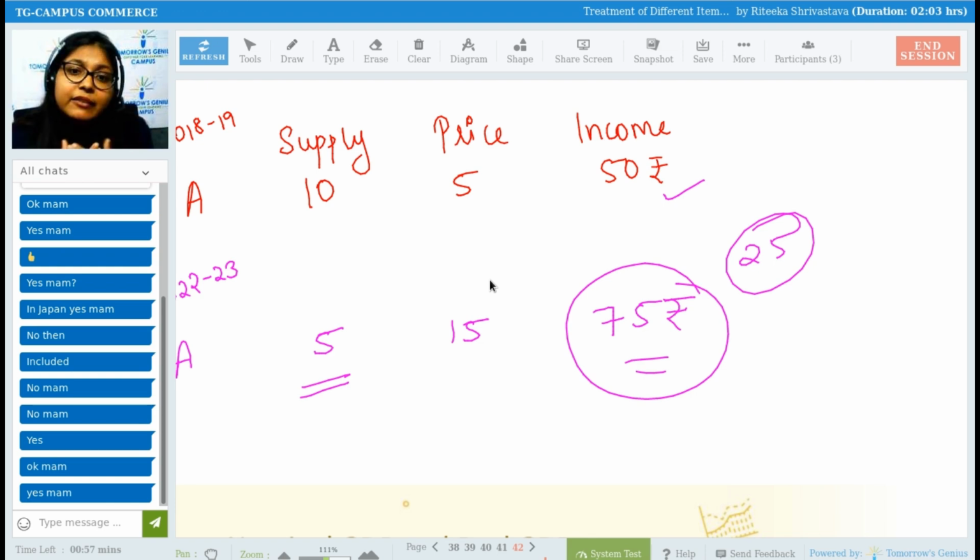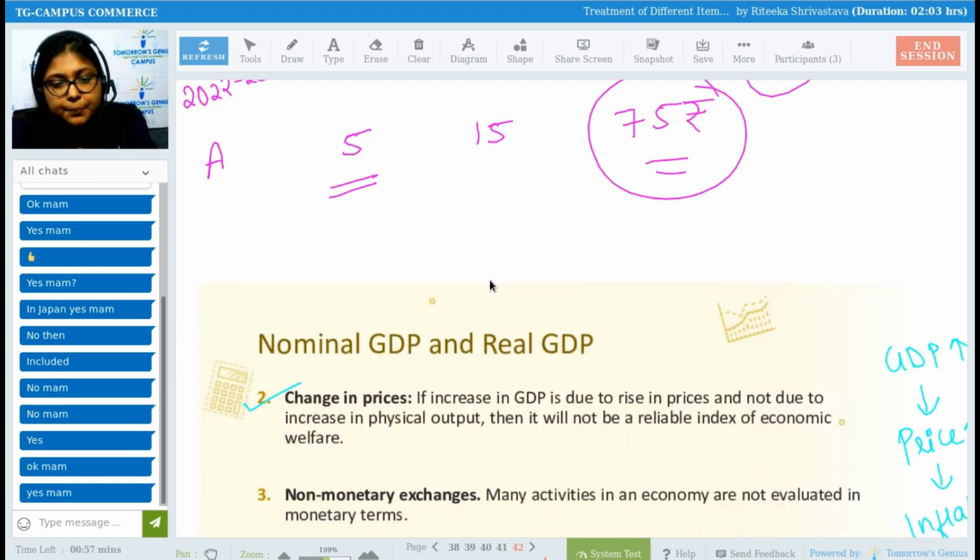Because now you can see 75 rupees of income, 75 rupees GDP. But behind the scenes, the total physical output of the commodity has reduced, and the price of the same commodity has increased. So this is why they say that you should always take constant year prices. You will get a clear-cut idea with that.